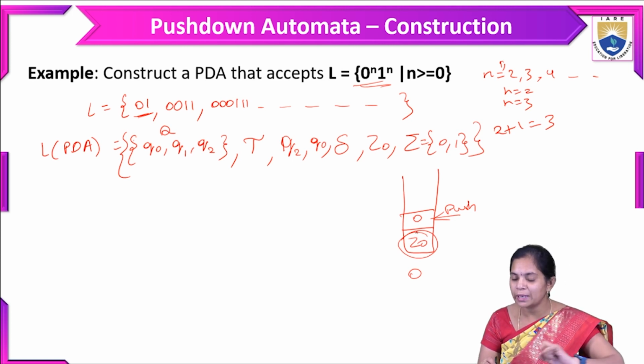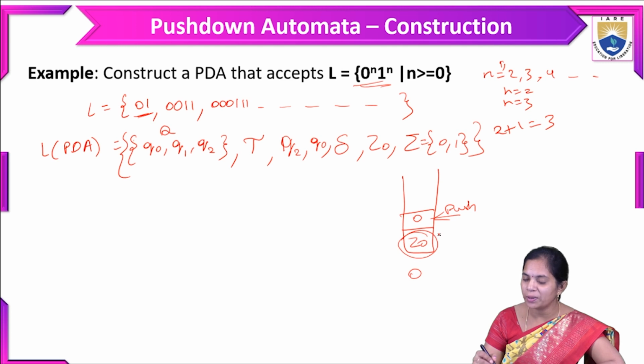So if you observe the 0s, how many zeros are there? We have to insert the zeros.